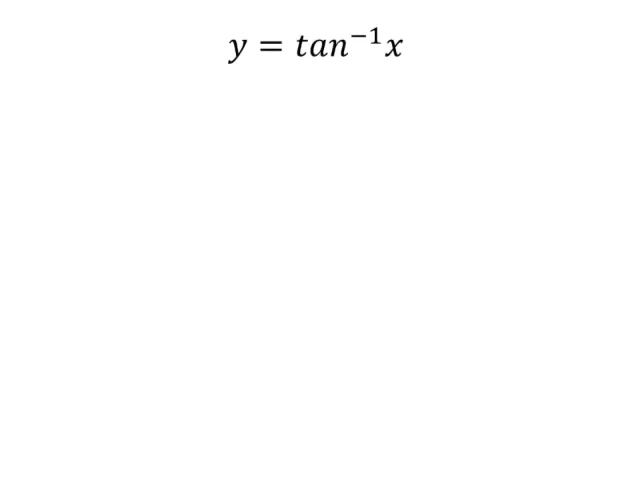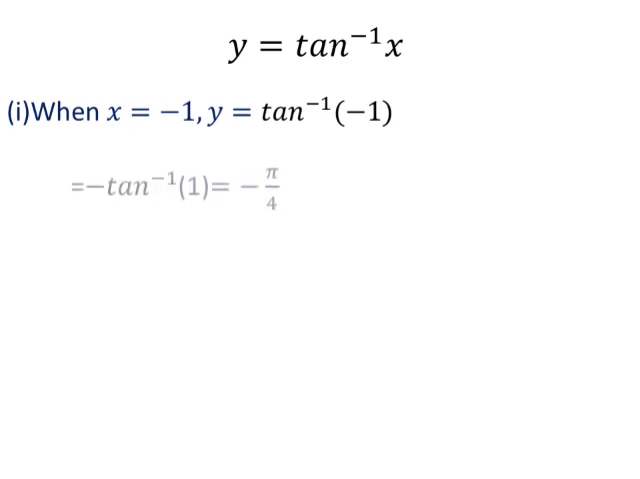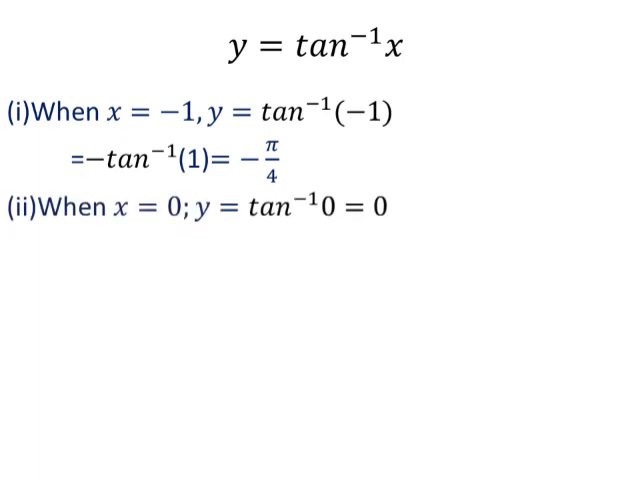Now we are going to see how to construct the table for drawing the inverse tangent function. When x is equal to minus 1, y equal to tan inverse of minus 1, which is equal to minus tan inverse 1, because tan inverse of minus x is equal to minus tan inverse x. Tan inverse 1 is pi by 4. So minus pi by 4 we will get.